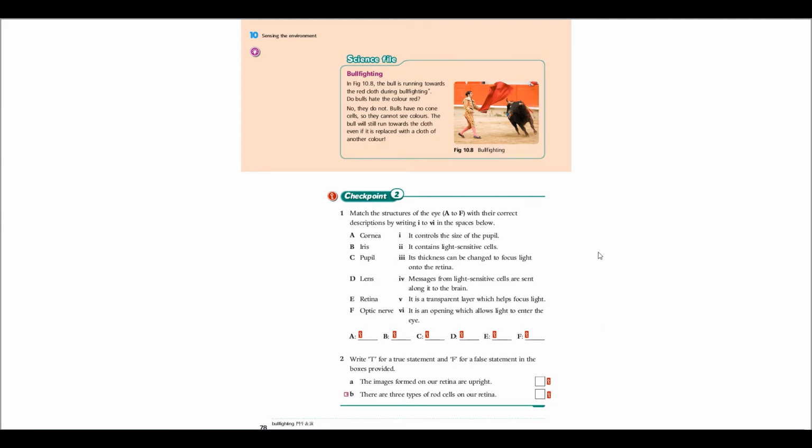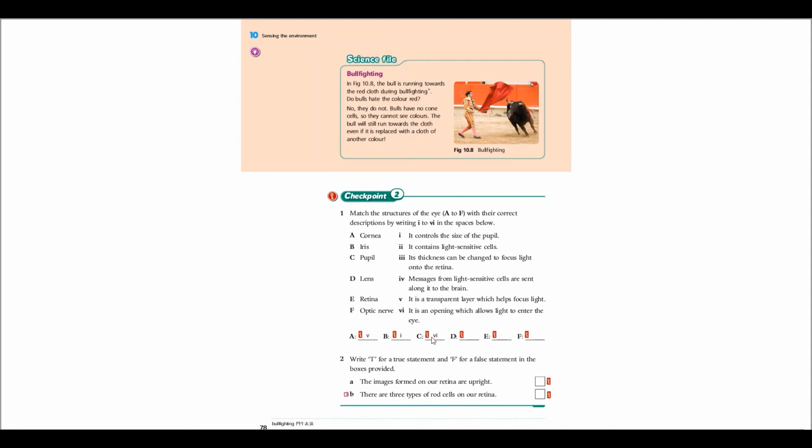Okay, so let's quickly go through the answers for checkpoint 2. The first one, matching: match the structures with the descriptions. The cornea should be the one that is a transparent layer to help focus the light. It helps a little bit in focusing the light, but it is not the major one that helps bend the light, alright? And the second one, iris. Remember, the iris controls the size of the pupil, as introduced in the previous sections. And the pupil controls the amount of light entering the eye. So it is an opening that allows the light to enter.